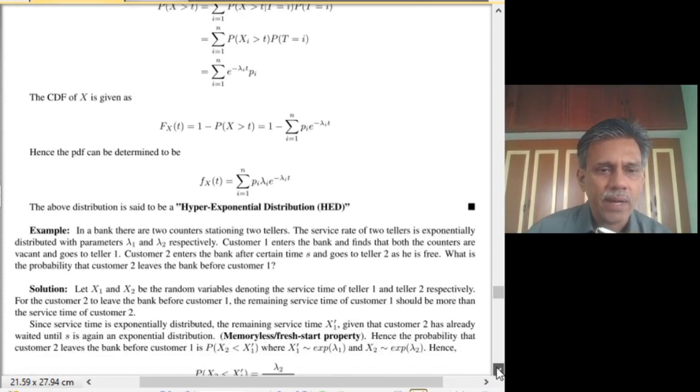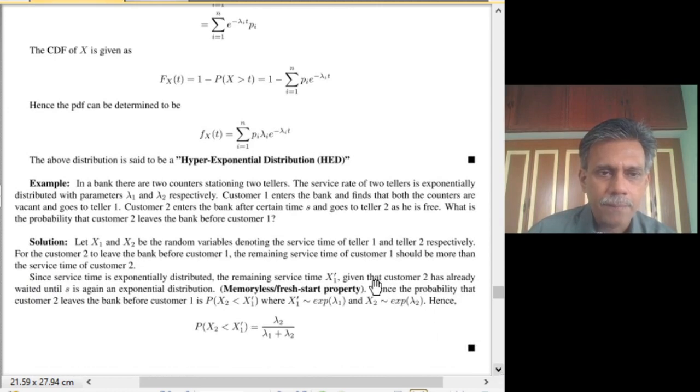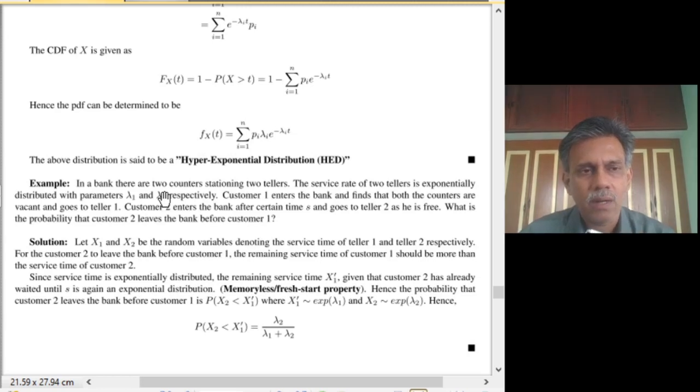Then we will quickly go through one example, to check whether we can put into use the formulas that we have seen. You have a bank where there are two counters, and both the counters are empty. One customer arrives, but these counters are served by servers who have different service rates. Their service times are exponentially distributed, with parameters lambda 1 and lambda 2.